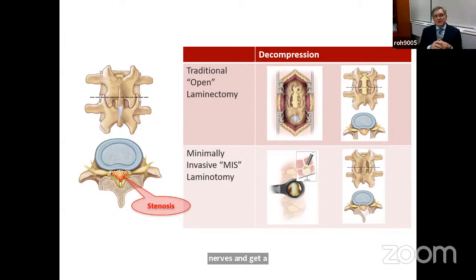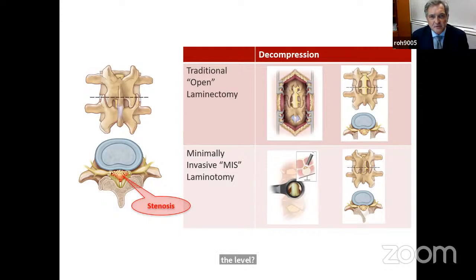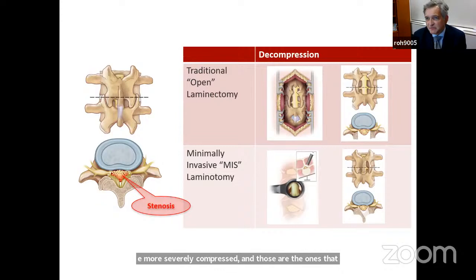There was one question before from one of the audience: how do you pick the levels? Sometimes patients have three or four level lumbar spinal stenosis. Yeah, and sometimes that's difficult to really determine. Radiographically, there may be some levels that are more severely compressed, and those are the ones that we'll certainly treat. But sometimes you have a patient where the lumbar stenosis doesn't look so bad on the MRI scan, and then you have to make the decision.